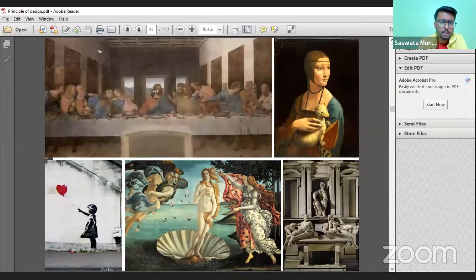Now we have a couple of other images. Can one of you tell the name of this picture, what we get to see on the top? Guys, anyone? What's the name of this composition?